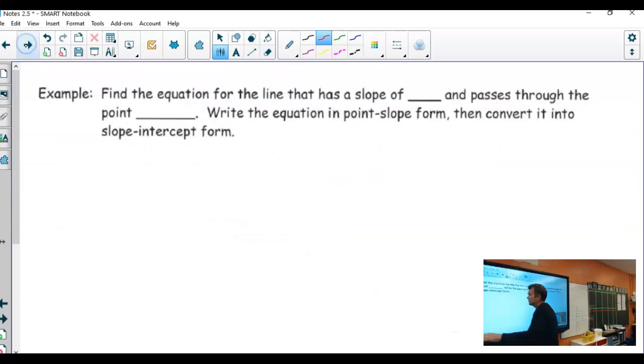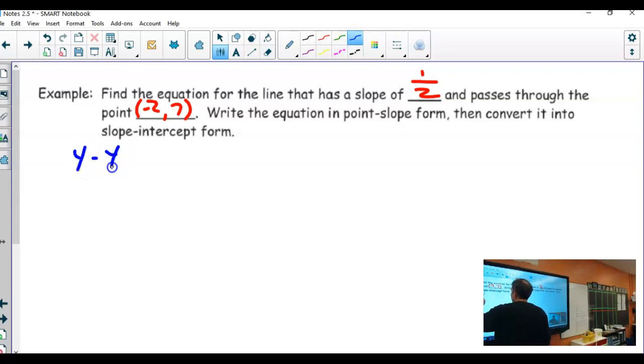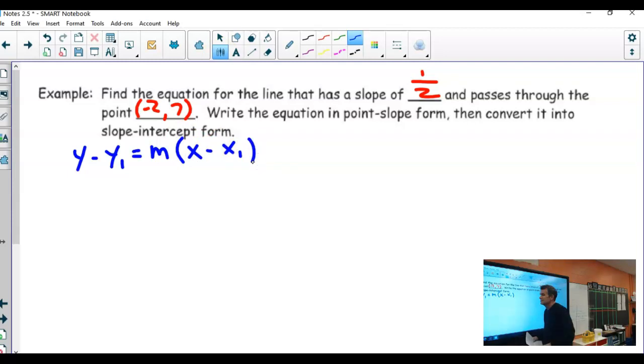Let's see some examples. It's really easy to do. All right, we are going to find the equation of a line that has a slope of 1/2 and passes through the point (-2, 7). So all we're going to do is start with our general formula: y minus y1 equals m times x minus x1. Oh my goodness, can't write and talk at the same time. That is our general formula for point-slope form.